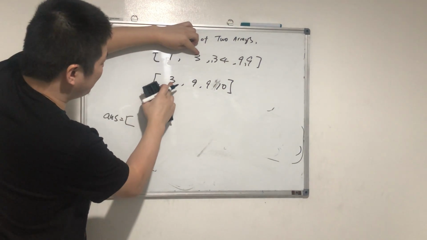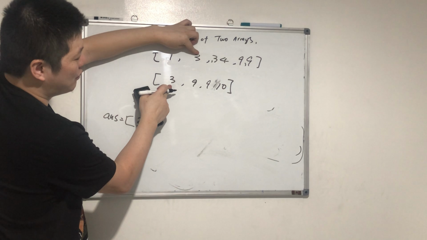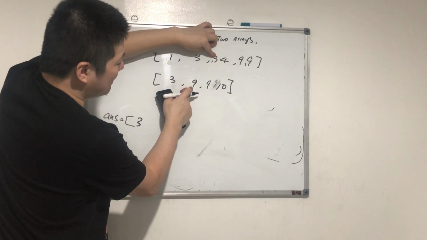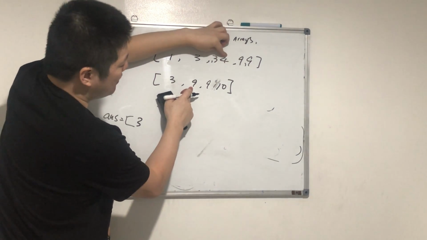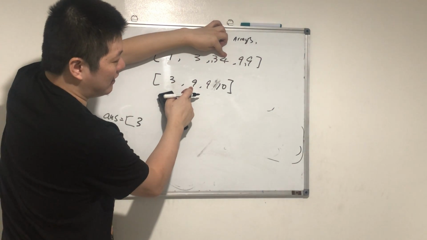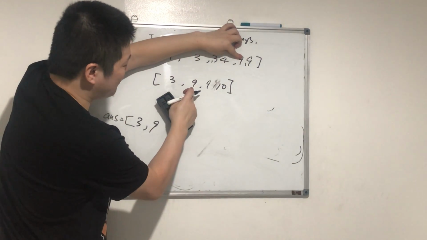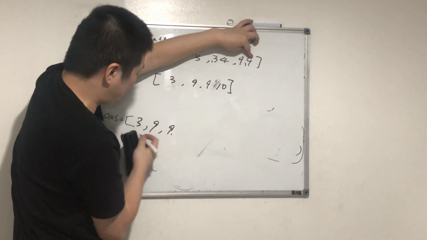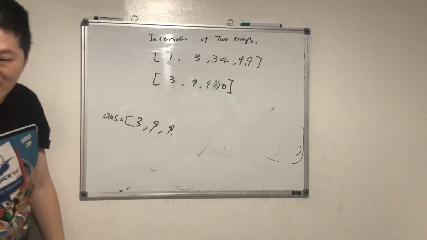So 3 and 3, put a 3 here, and I need to move both. 3 and 9, move 3 or 9? 3. 4 and 9, move 4 or 9? 4. 9 and 9, okay? Put the 9 here and then move both. Again, 9 and 9, right? You see? So it handles the duplicate numbers perfectly. Got it? Okay.